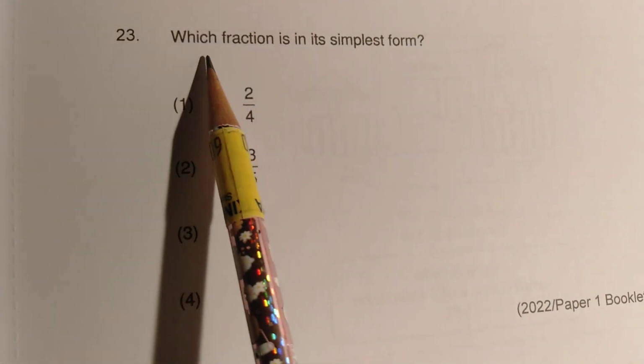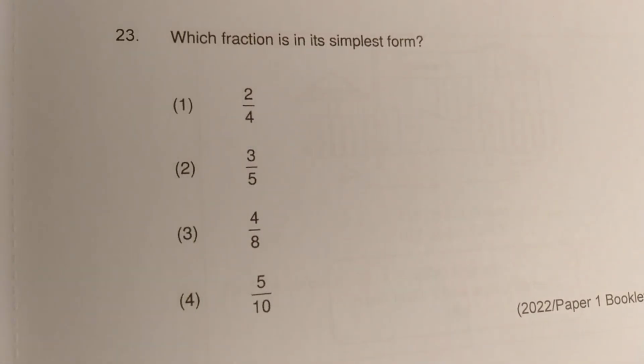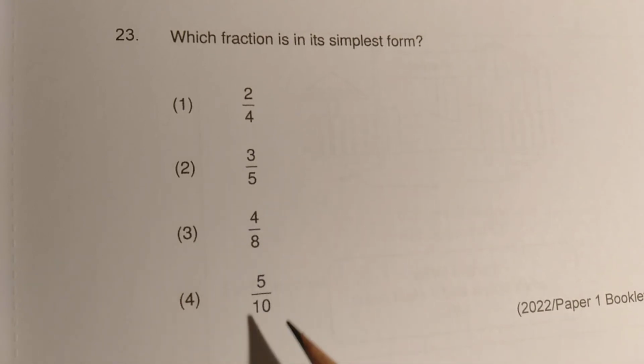Third question, which fraction is in its simplest form? Okay, I have 2/4, 3/5, 4/8, and 5/10. Now, simplest form means I cannot divide the numerator and denominator anymore to get a smaller looking fraction, right, with smaller numerator and a smaller denominator. Now, how do we know if we can simplify? We look for common factors.